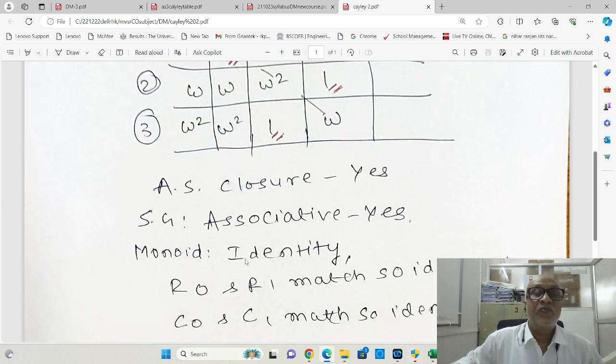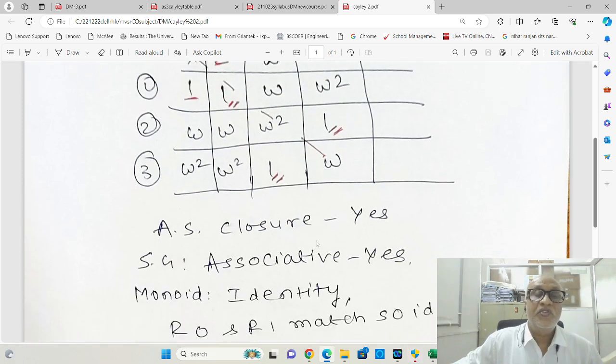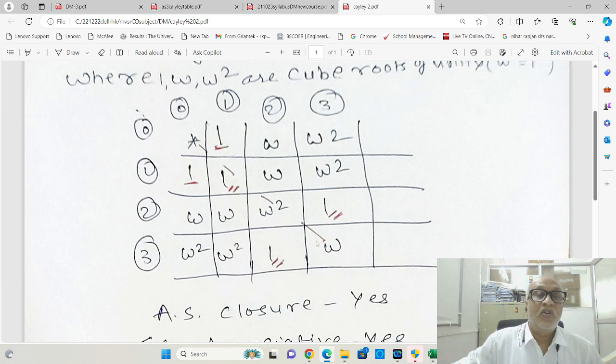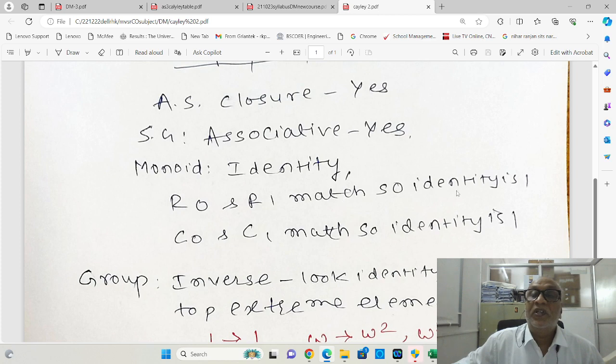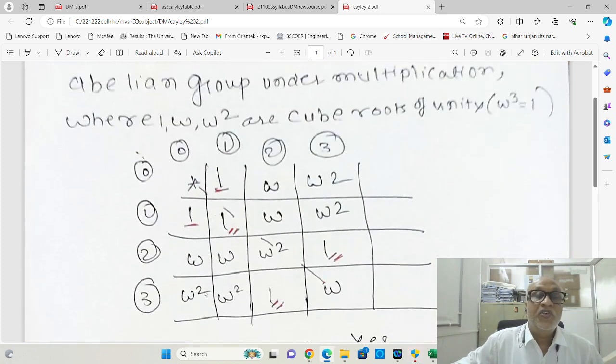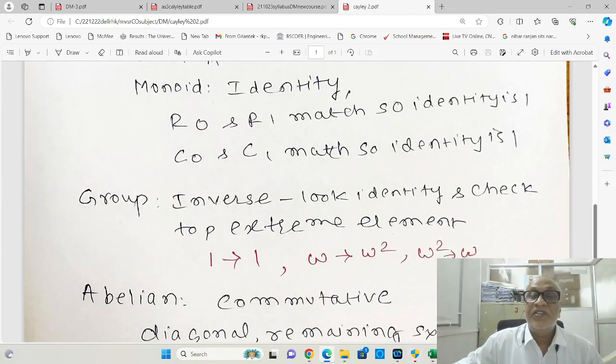After that, whether it's monoid or not, for that you need to check the identity. For identity, what you have to do is you have to check the matching rows and the matching columns. So let us say the matching row is this 1, omega, omega square. So row 0 and row 1 are matching. So the extreme element of this is 1. So 1 will be the identity. Similarly, column 0 and column 1 are matching. So the extreme element again is 1. So the identity is 1.